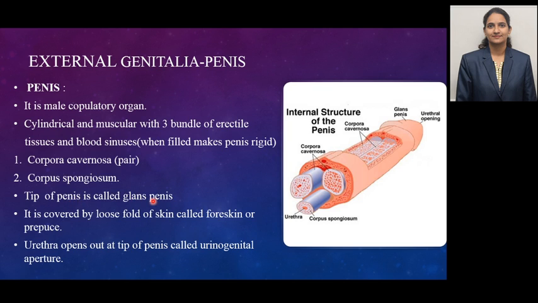The tip of the penis is also called the glans penis. See, this is the tip of the penis, which is highly sensitive, and it has a fold of skin or foreskin, which is called prepuce. The urethral opening at the tip of the penis is called the urinogenital aperture, as it carries both urine as well as semen.